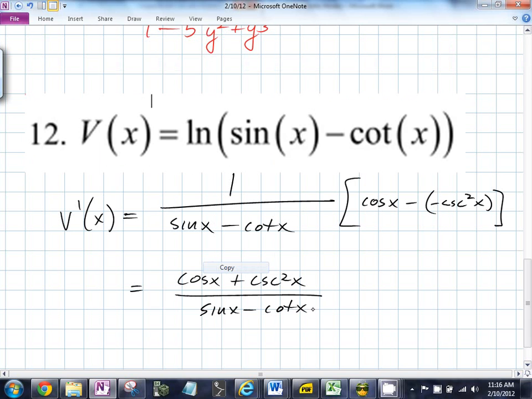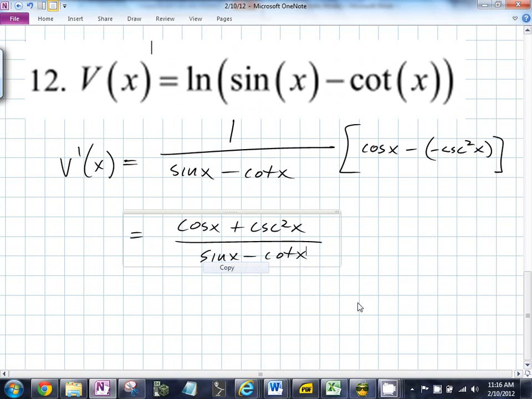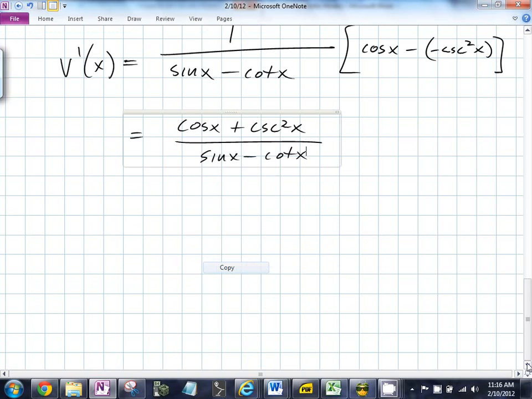If you had to go any further, is there a chance that that simplifies nicely? There's a chance. If I just ask you for the derivative, do I want you to go any further? No, I really don't want you to go any further.